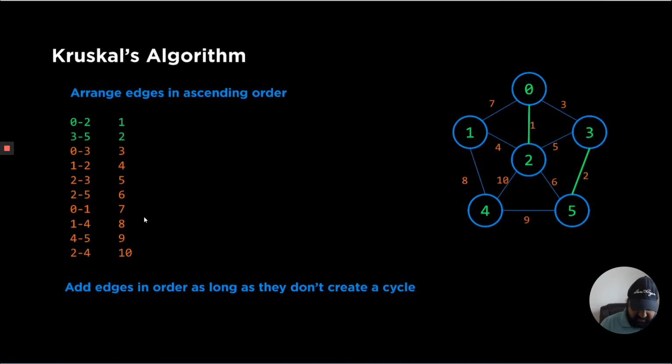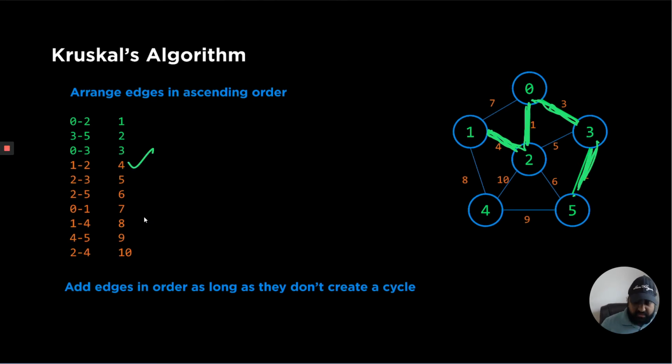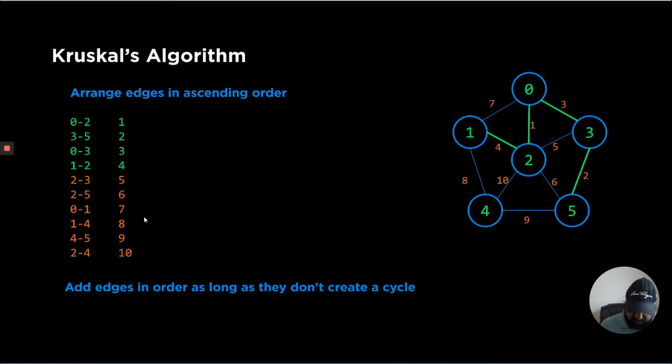Next, we have the 0, 3 edge. Again, if we see the graph, 0, 3 is not going to create a cycle, so we are also going to keep this. Next, we have 1, 2. If we mark this edge, again, you can see this is not creating any cycle in our new MST, so we are going to keep this as well. Next, we have 2, 3. So 2, 3 will now create a cycle, like this is a cycle. So we are not going to choose this 2, 3 edge.